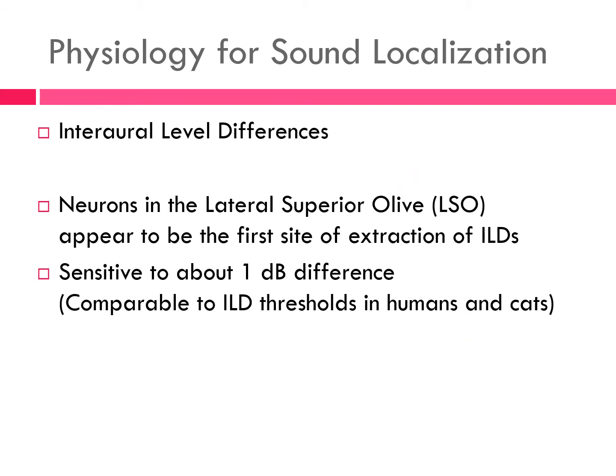There's nothing in your book about interaural level differences, and I know much less about them, but this is what I know. It appears that we have neurons in the lateral superior olive that are the first site of extraction of those interaural level differences, and they are sensitive to about a 1 decibel difference, so a very tiny difference. We have comparable thresholds in humans as we have in cats. This is a slide I stole from Robin Morris, and I find it interesting, but it's just a little tidbit of information.